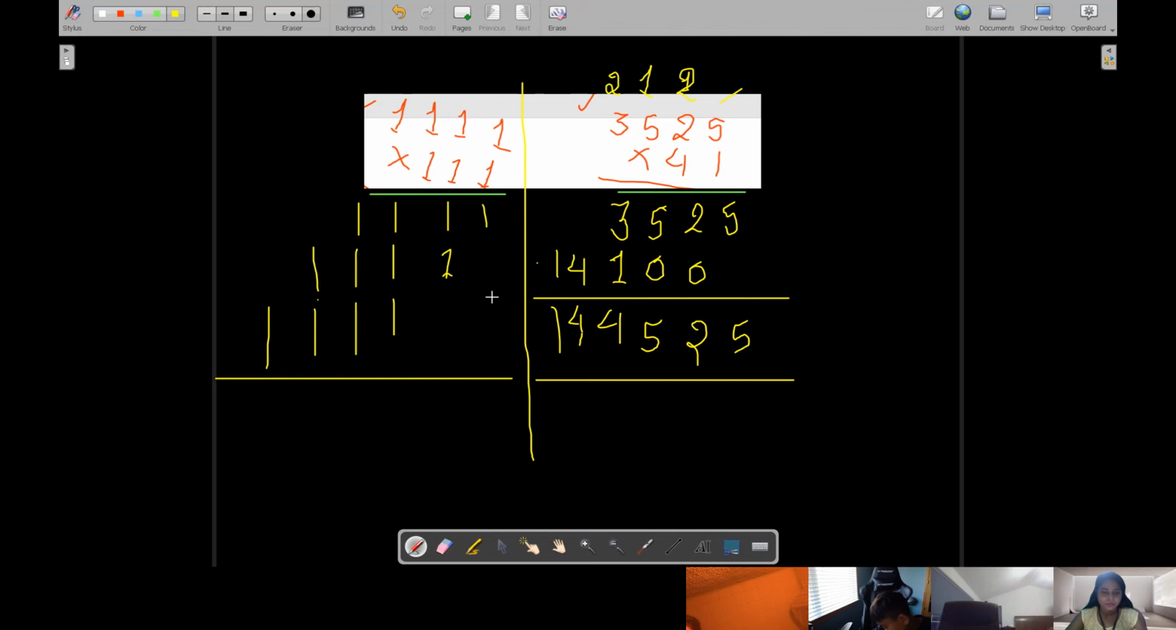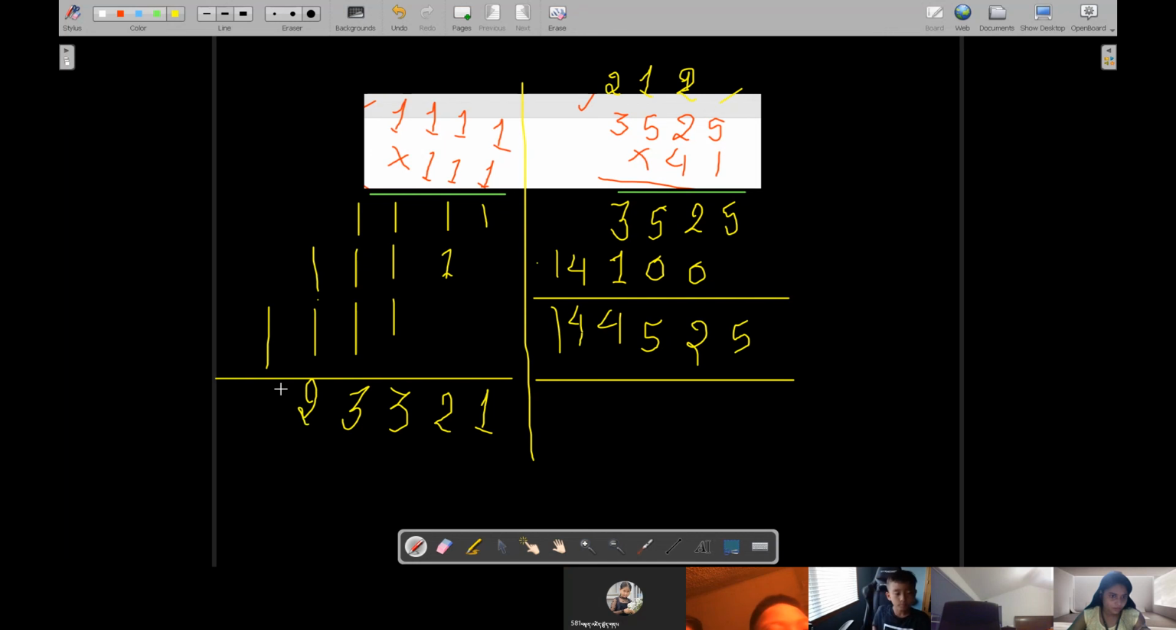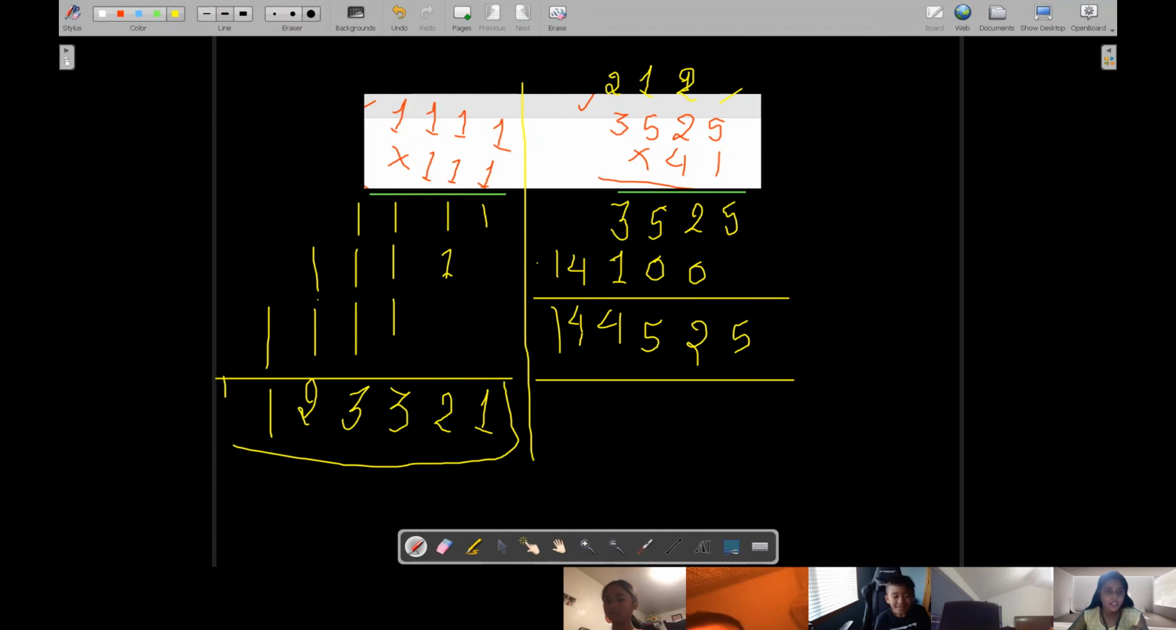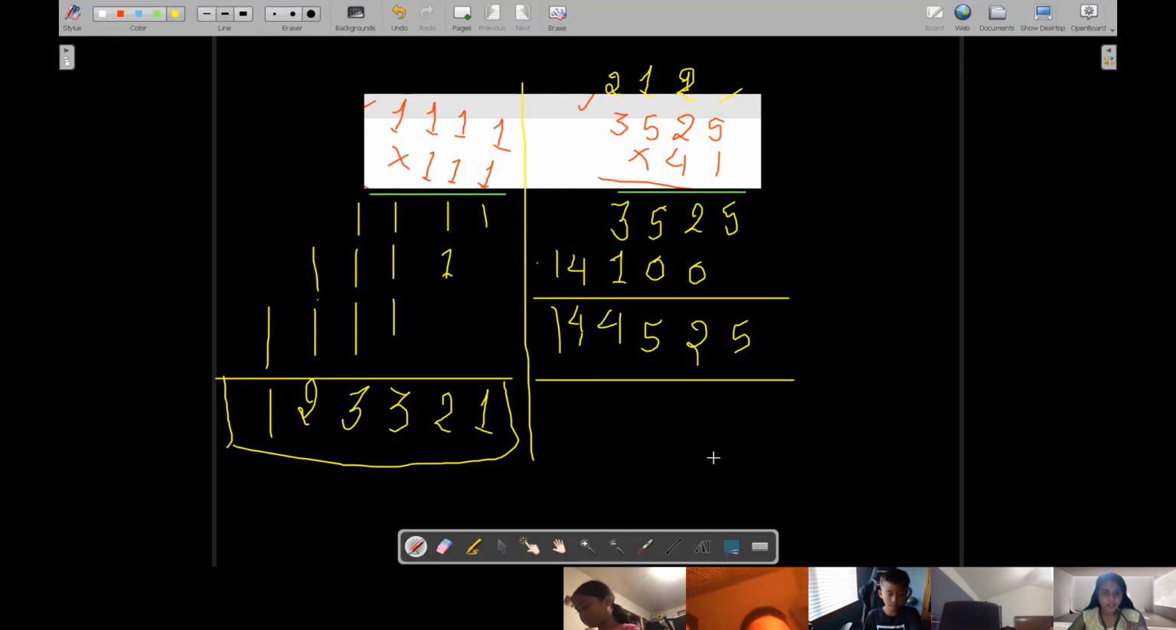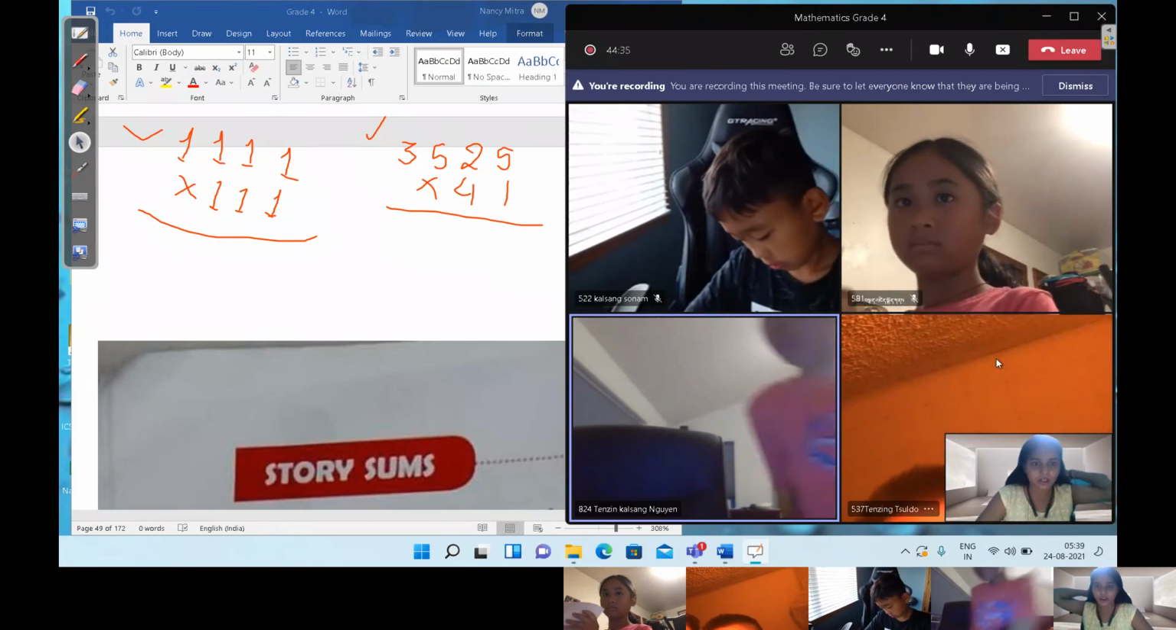Now we have to add. Yes or no? Yes. Tell me what is that? Here is what? 1. And after that? 2. Okay. After that? 3. After that? 3. Then 2. 1. So if your answer is this, then you are correct. Match it and tell me who is correct. Match it. How many? Tell me. 5 to 2, you're correct?